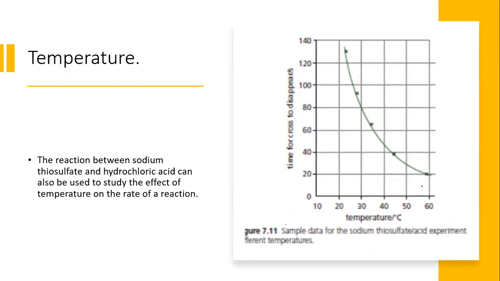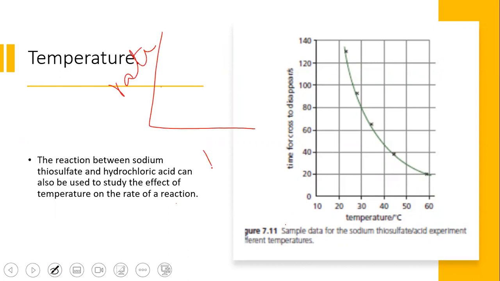Or if I make a graph of rate of reaction and temperature, I will see a straight line like this. As the temperature increases, the rate of reaction increases. As the temperature increases, the time taken to complete the reaction decreases. Why does this happen?